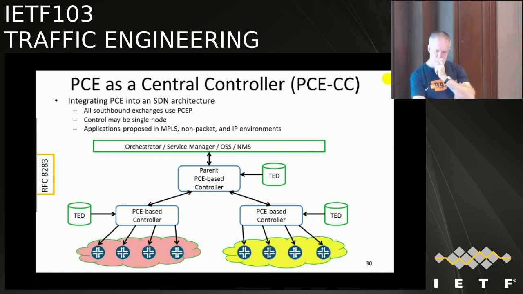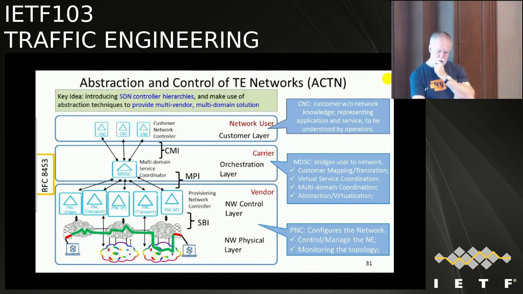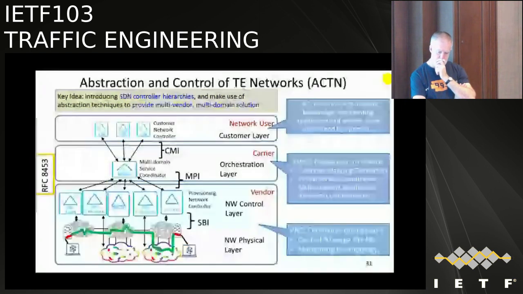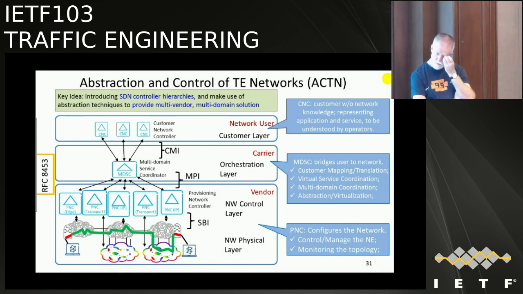Based on this idea, we have promoted a new architecture named ACTN, Abstraction and Control of TE Networks, by constructing controller hierarchies. This is actually some kind of state of the art in the industry, and we are implementing this SDN controller hierarchy to make use of the abstraction techniques. It is very well accepted by the carriers for multi-domain, multi-vendor interop and multi-domain coordination. So we separate the different layers of the controllers, from the customer, from the carrier, and from the vendor. The customer usually does not have much knowledge of the network, and they only take care of a few boxes located in their working area.